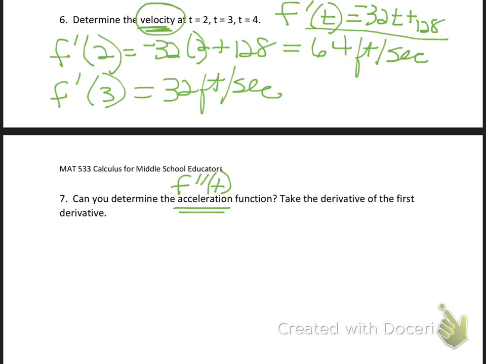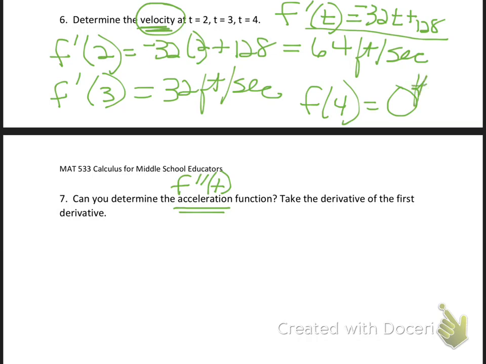So let's go back to our current slide, and if I say, what is f of 4, when I plug it in, I'm going to get negative 32 times 4, which is negative 128, plus 128, so I will indeed get 0 feet per second. So that's a good thing to notice. At the max, when your rocket gets to its maximum point, what is the velocity exactly there? Well, that velocity is 0 feet per second, which is interesting.